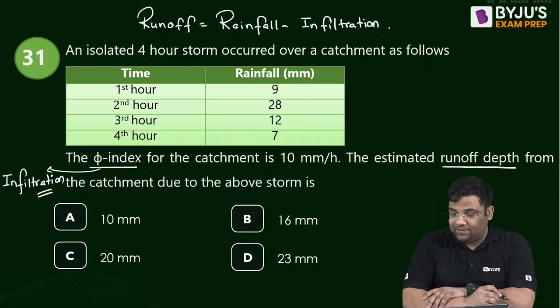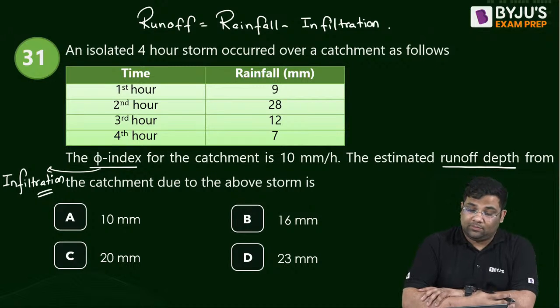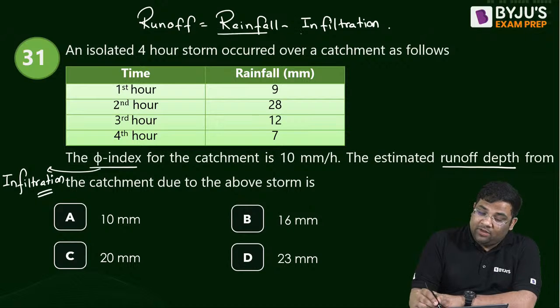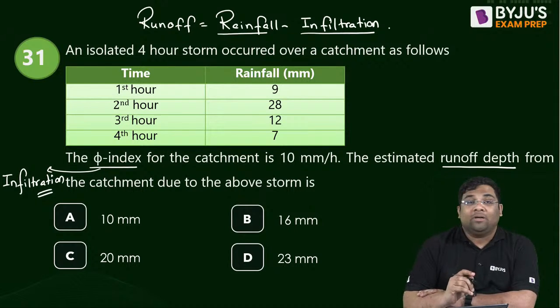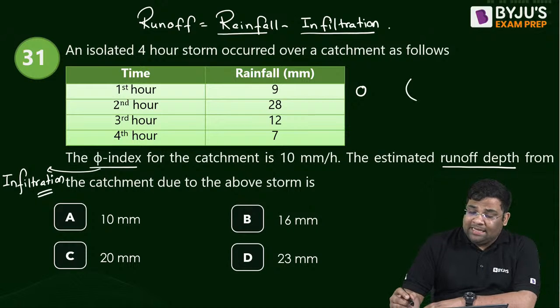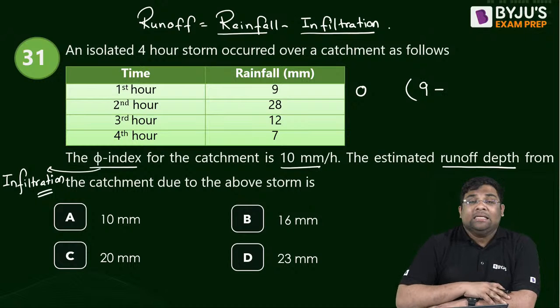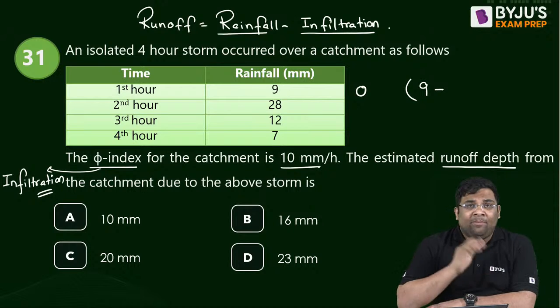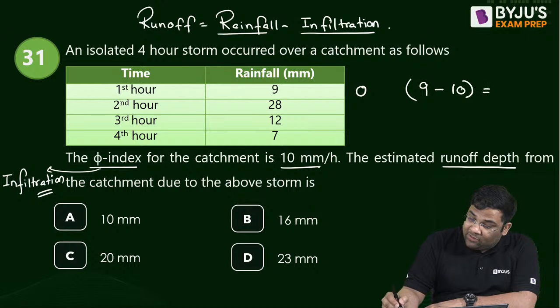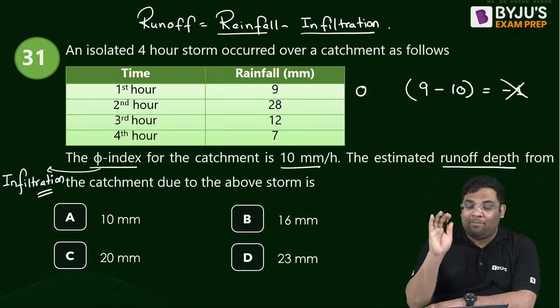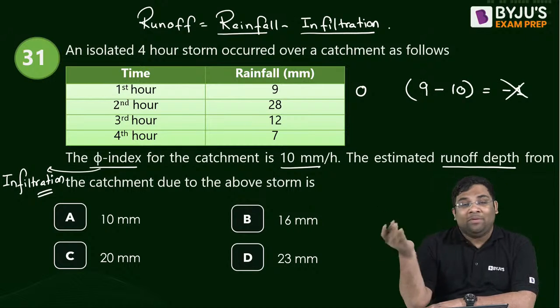So find out the runoff for each interval. See, the first hour runoff will be 0. Why? You will be getting rainfall of 9, and your infiltration is 10 mm per hour. So in 1 hour it will be 10 mm only. It cannot be negative, right? You cannot have negative runoff. So it will be 0 only.